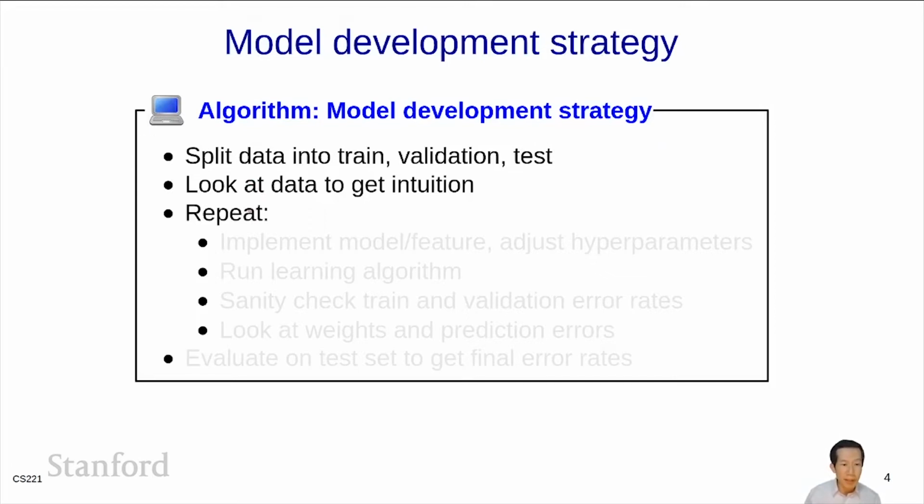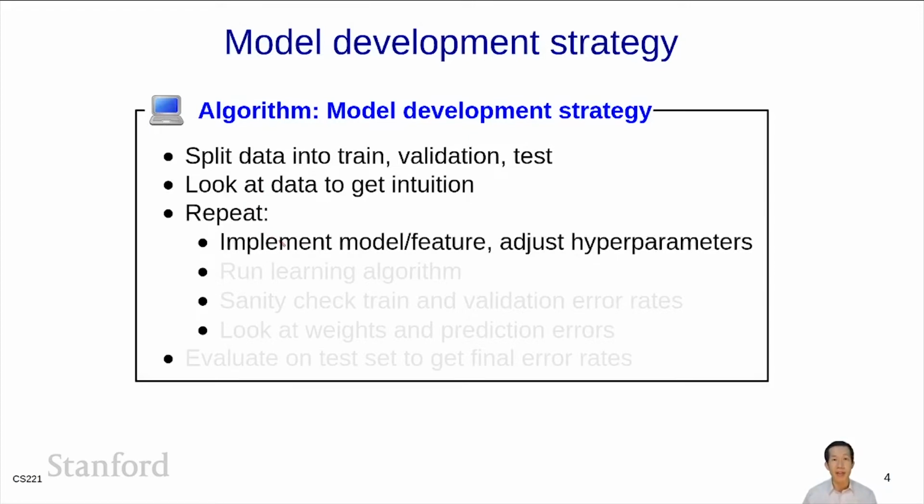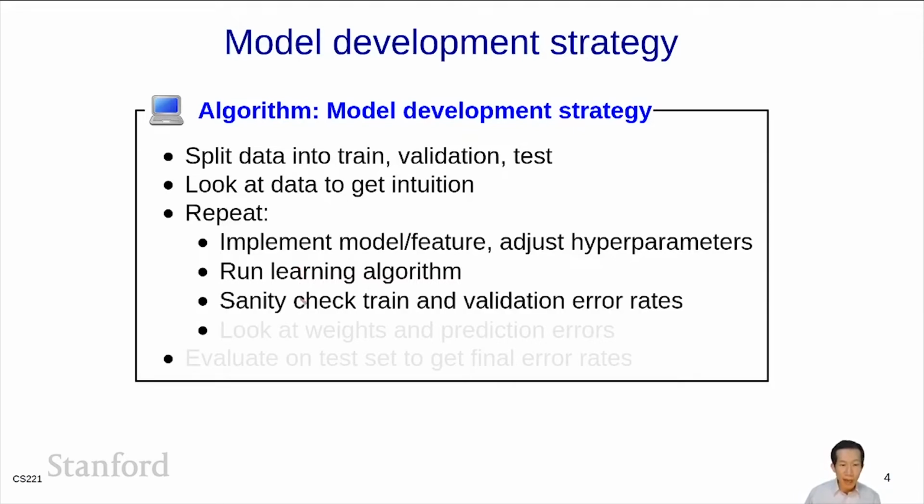And then you repeat the following. You implement a model architecture or a feature extractor, or you adjust some hyperparameters, and then you run the learning algorithm to train a model. And then you sanity check the train and validation errors along the way. Make sure the training error is going down, making sure the validation error more or less goes down. If it goes up, that means you're overfitting.